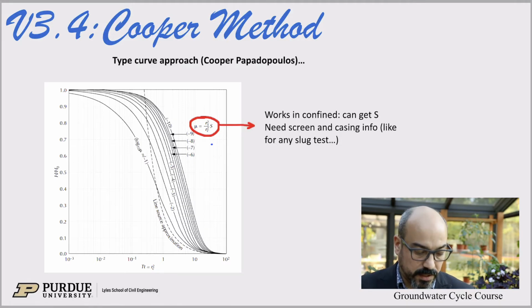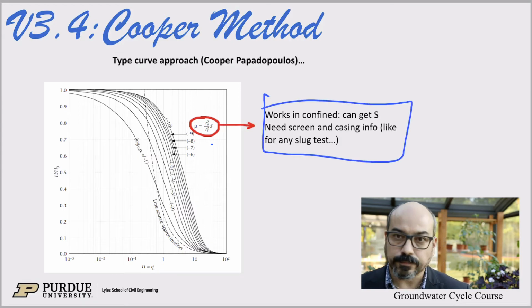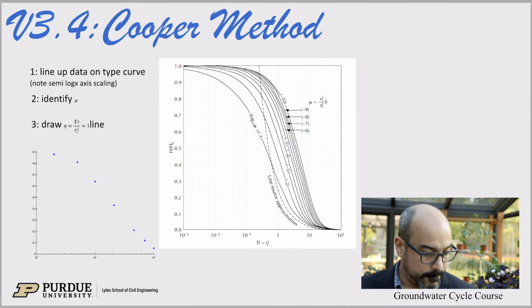And the storativity S, right? So now we can get the storativity once we fit our data to those type curves, basically. Once we know mu, we fit the data to those type curves. We read what mu is. If we know mu, we know S. So let's do an example, right?